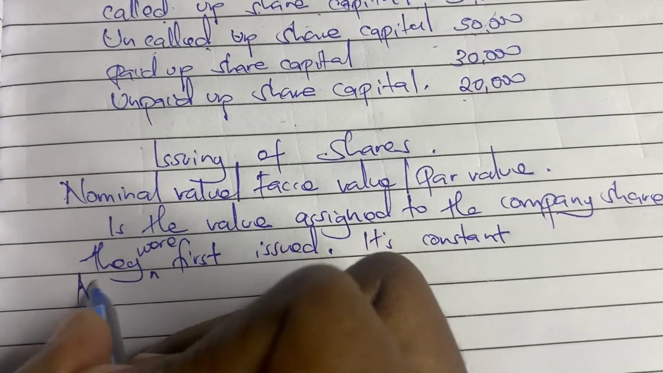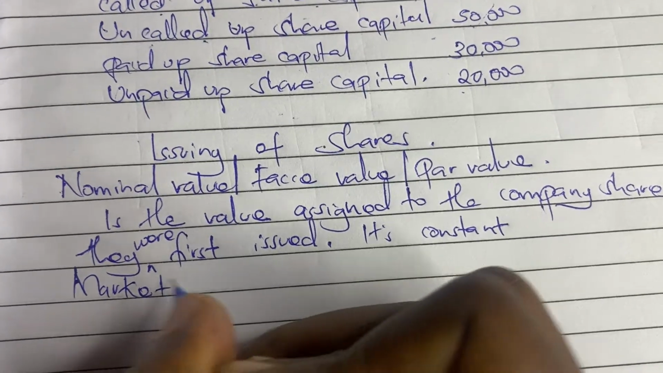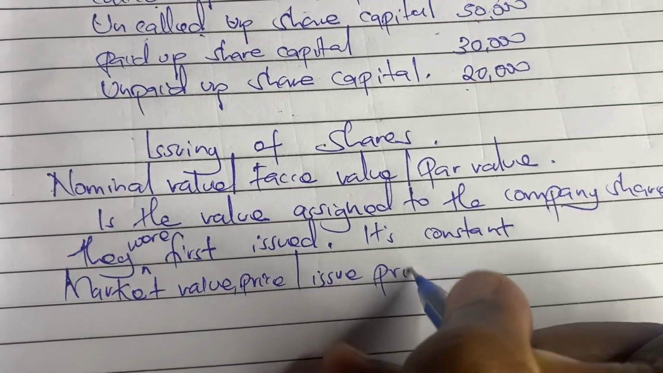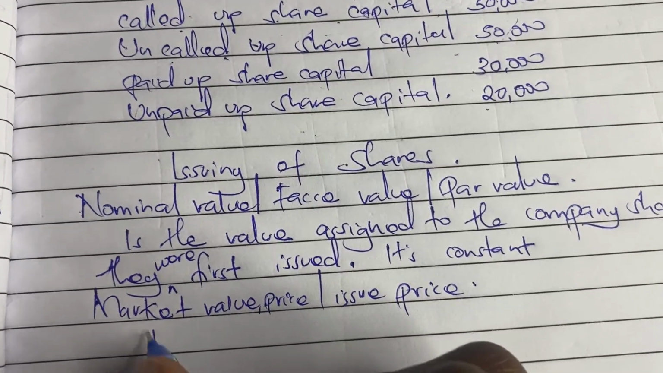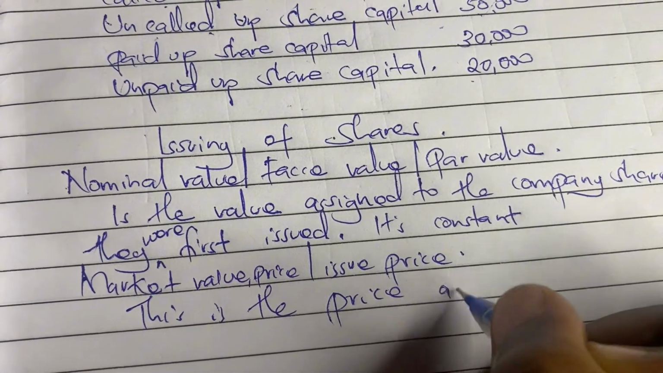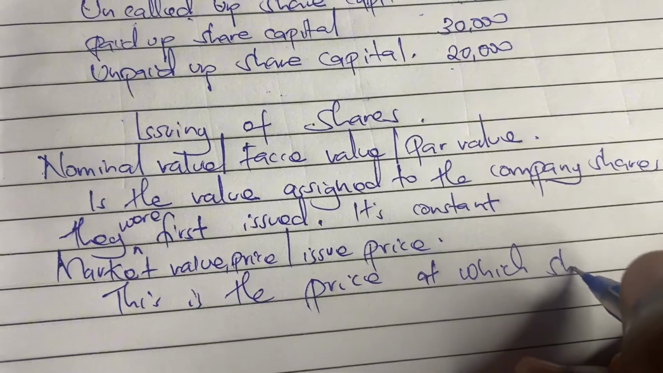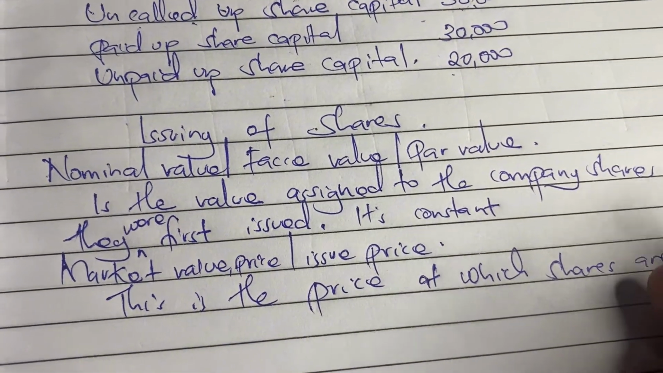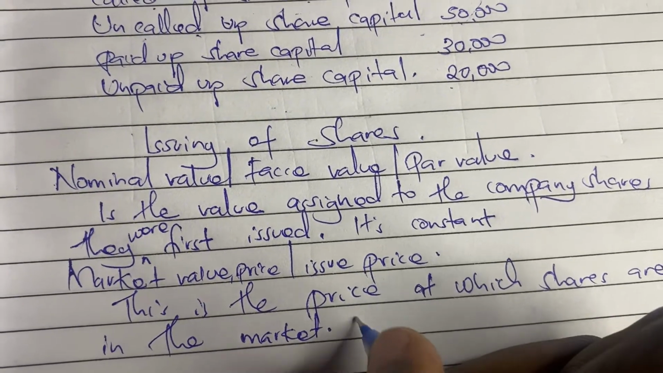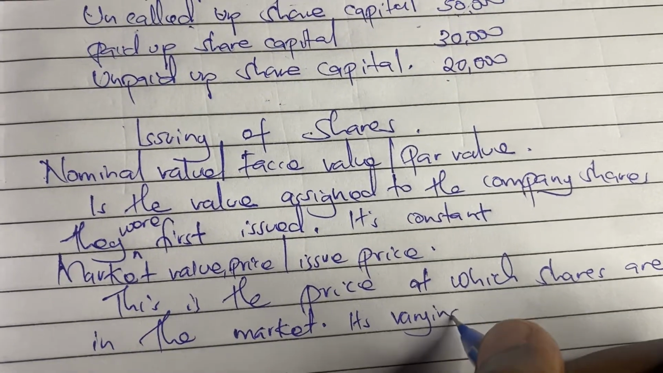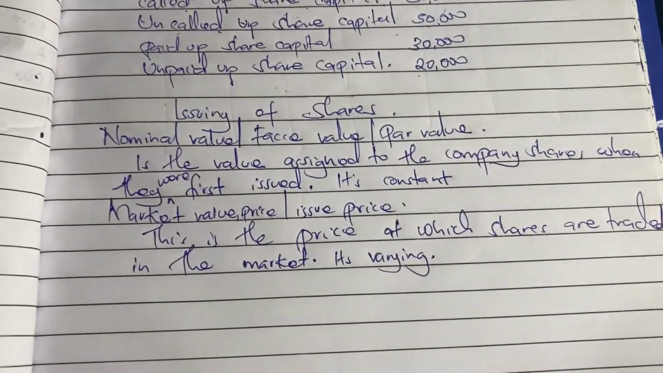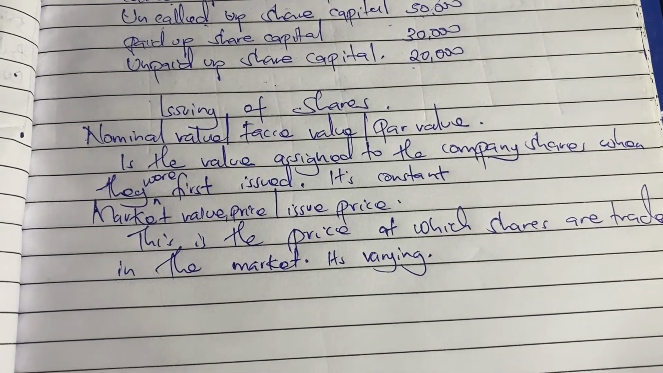Then the second term that we have is the market value. Market value or market price, or the issue price. So this is the price at which shares are traded in the market, and it is always changing. It can be changed according to the company's interests. Yeah. Then issuing of shares.